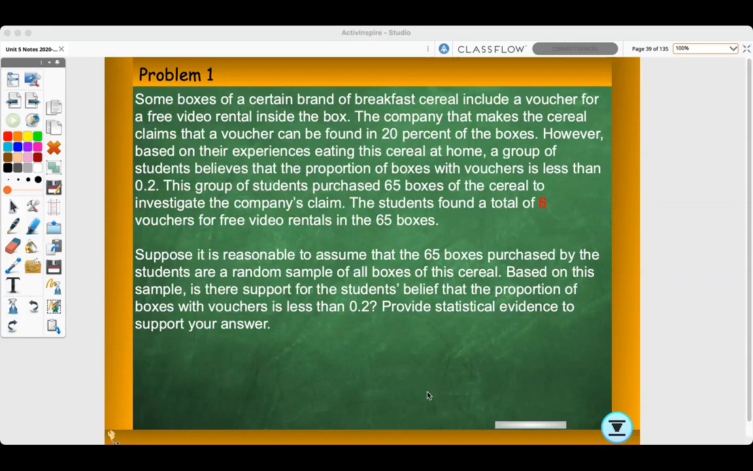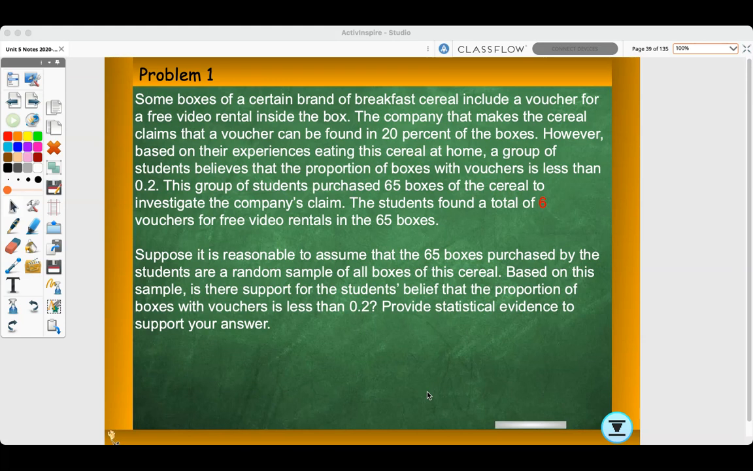We are going to look at problem 1 from our hypothesis test section and complete a formal hypothesis test on this example. Some boxes of a certain cereal brand of breakfast cereal include a voucher for a free video rental inside the box. The company that makes the cereal claims that a voucher can be found in 20% of the boxes. However, based on their experiences eating the cereal at home, a group of students believes that the proportion of boxes with vouchers is less than 0.2.